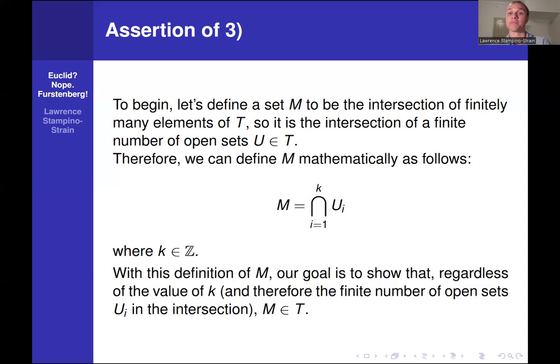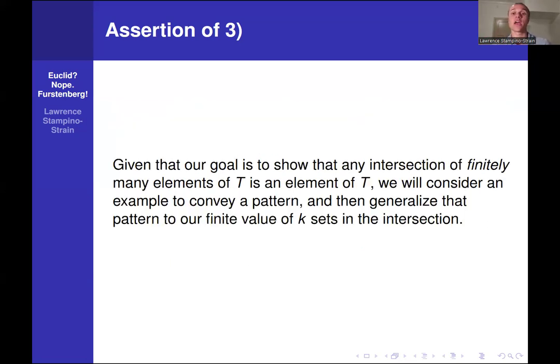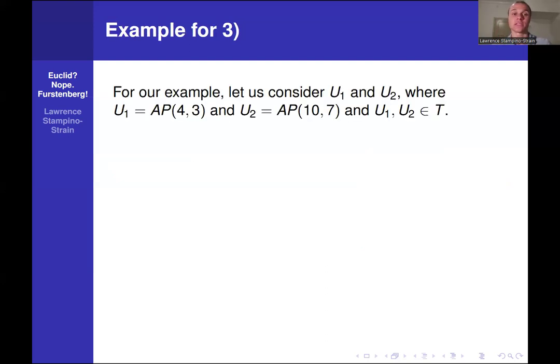With this definition of M, our goal is to show that regardless of the value of K, and therefore the finite number of open sets Ui in the intersection, M is an element of our topology T. Right? So given that our goal is to show that any intersection of finitely many elements of T is an element of T, we will consider an example to convey a pattern and then generalize that pattern to our finite value of K sets in the intersection. So let's begin with this example.